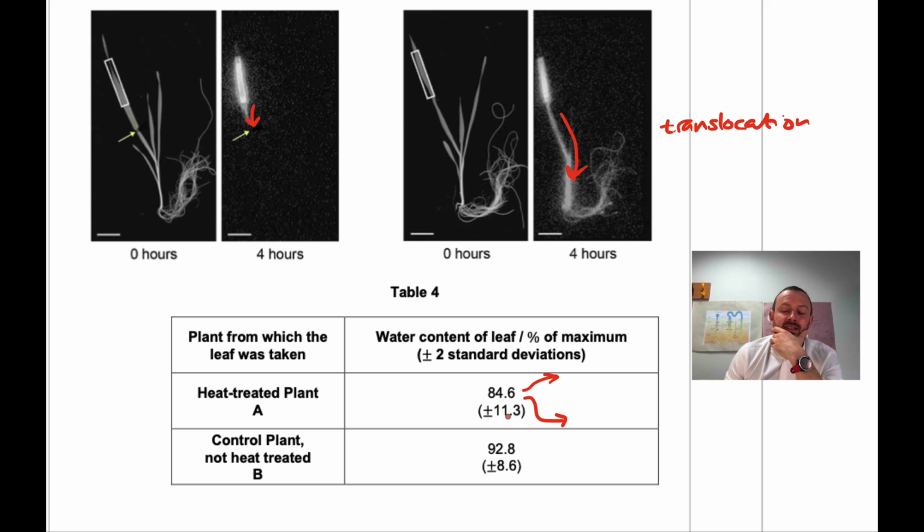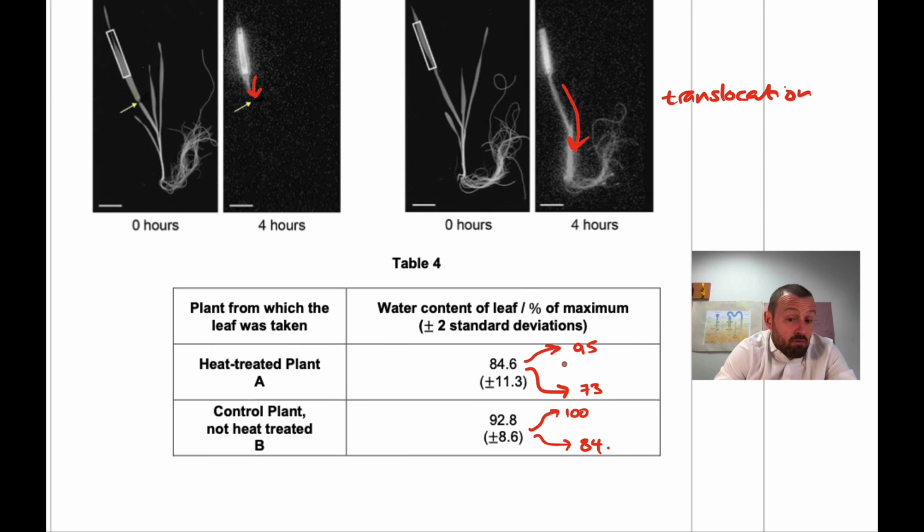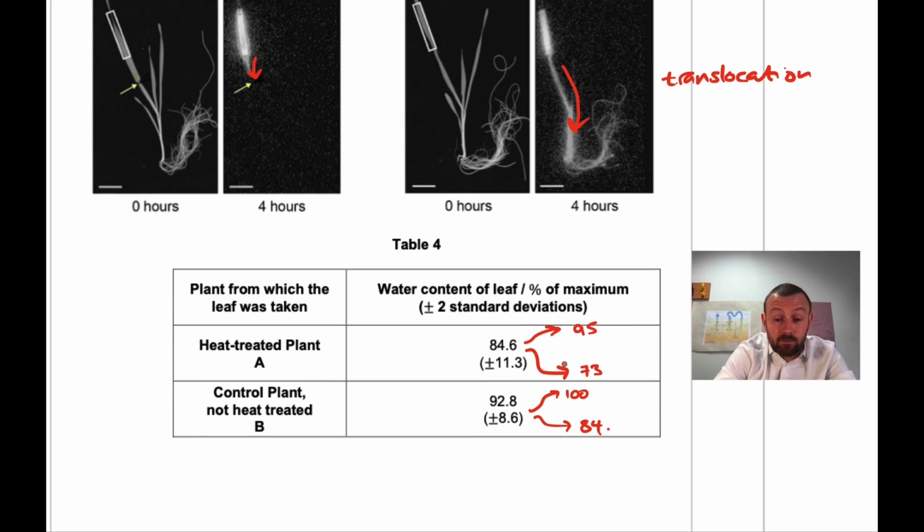So 84 plus 11 is around, I'm not doing the exact math, but it's around 95-ish, and 84 minus 11 is going to be around 73-ish. So that's the plus or minus the standard deviation. This one up here is going to be up to like 100-ish, or down to, what's that? That's going to be like 84 or so. So that's quite a big range. So it looks like there's not really a massive difference between those two plants.